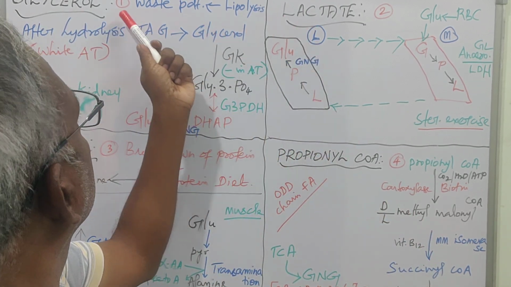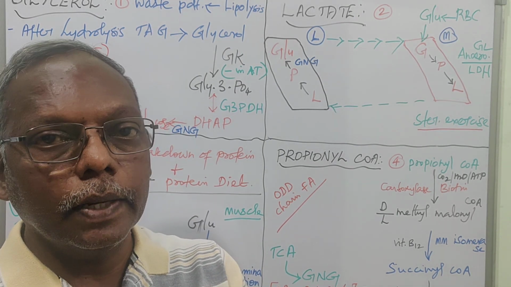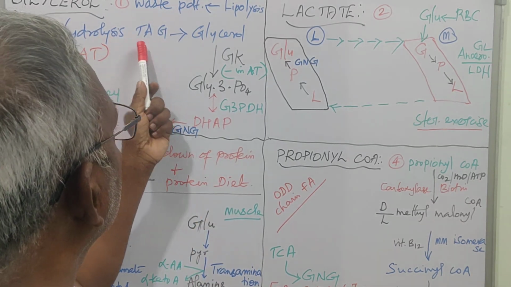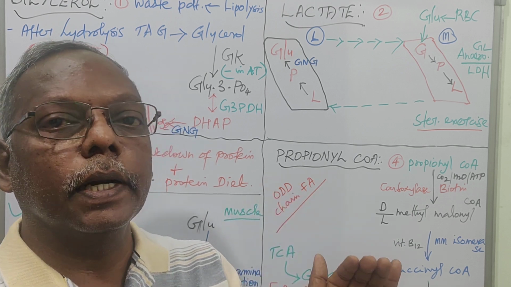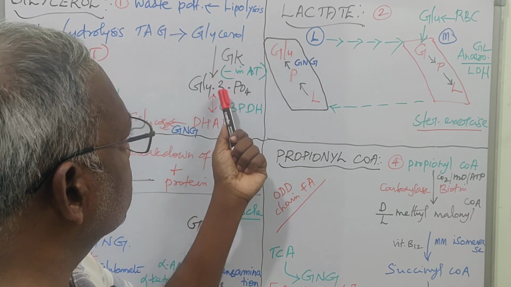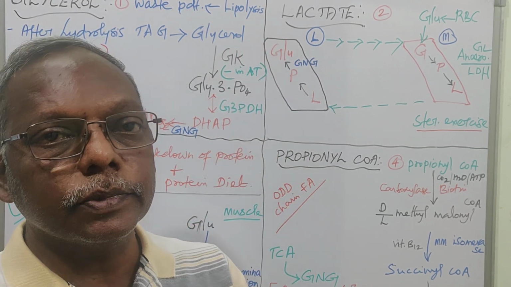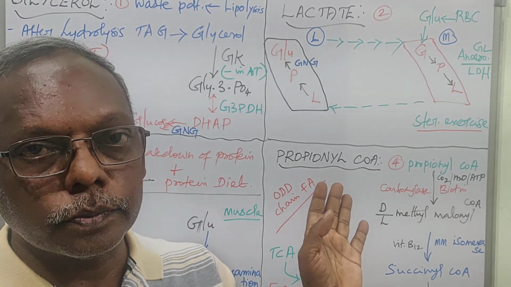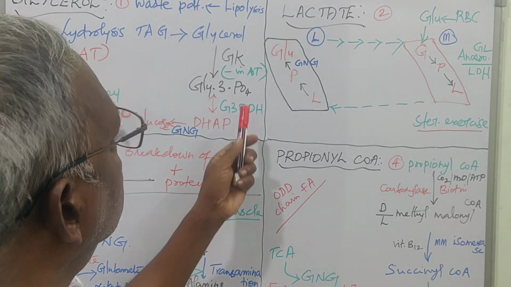The first one is glycerol. Actually, it is a waste product from lipid metabolism. After lipolysis only you will get glycerol. After hydrolysis of TAG, that is triacylglycerol, glycerol is released, right? This glycerol is converted into glycerol 3-phosphate with the help of glycerol kinase. This is a very, very important MCQ point because glycerol kinase is not present in adipose tissue. This is present in liver and kidney only.